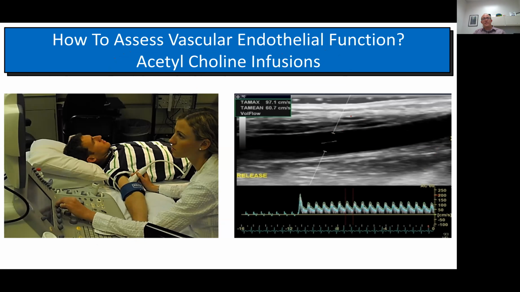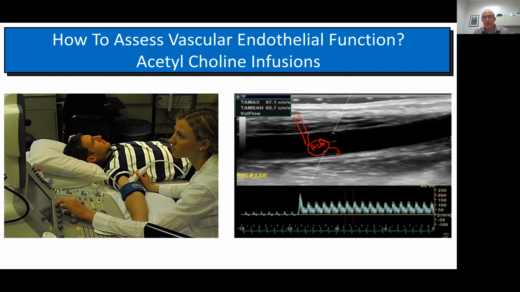All right, so how do we assess vascular endothelial function? There's a couple of ways to do it. Probably the gold standard is to stick a needle into an artery. So let's just draw a needle in here and infuse a chemical. This is acetylcholine. Acetylcholine is a dilator. It binds to that endothelium.